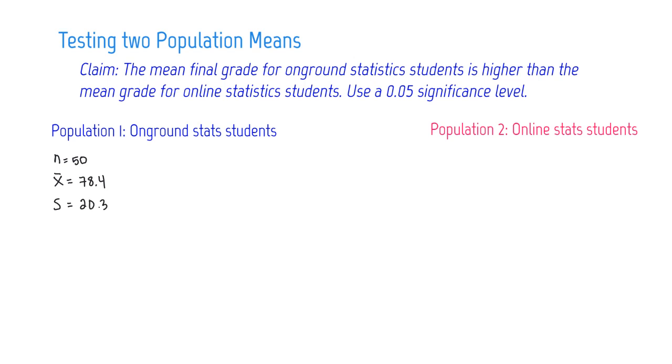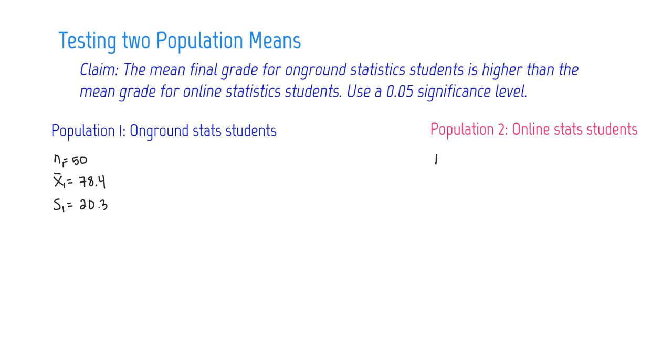So I'm going to go ahead and put a subscript of a 1 on n, x bar, and s to indicate that this is the sample for population 1. These are the sample statistics for the first population. I'm going to want to calculate those same statistics for my second population.